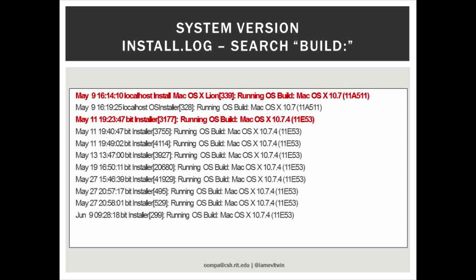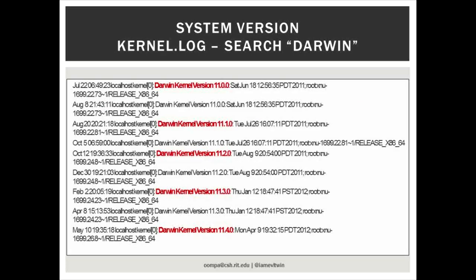Now if we look at the install log again, do a keyword search for build, we can see what version of Mac OS X was running at a particular time. So we can see when various updates were performed. So May 9th, I was running 10.7. On May 11th, I finally installed the update and installed 10.7.4. And the same thing can be done if we search for Darwin in the kernel log. Each time the system boots, there will be this one entry showing which kernel version is being run. And each version can be mapped back to a particular OS X version. So I believe kernel version 11 is 10.7 and goes upward from there.